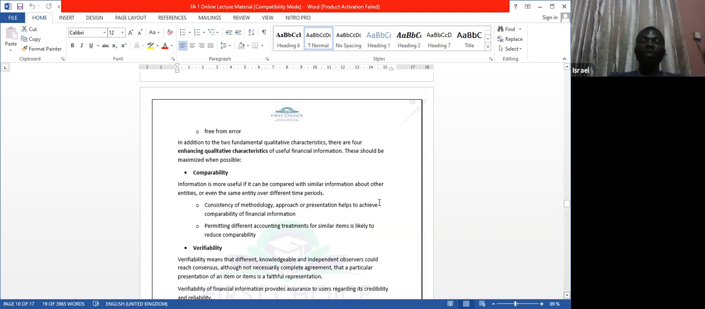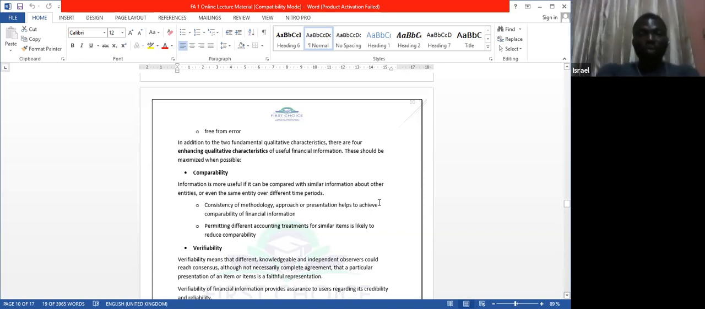Now, the first one is about what? About comparability. Comparability means that information must be useful, that it can be compared with what? Or can compare with similar information about other entities or previous years. It means that if you are preparing a financial statement, the previous year and the current year should be together so that you can easily compare the two together.